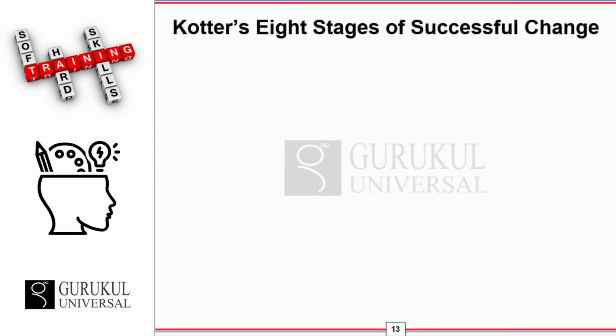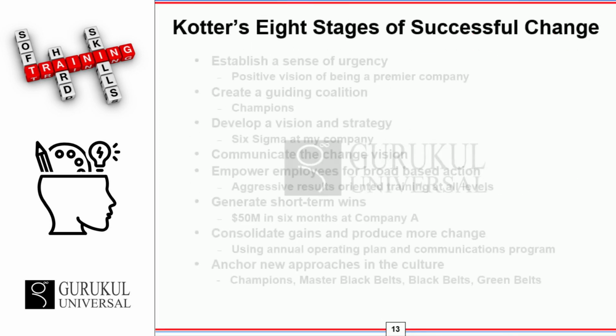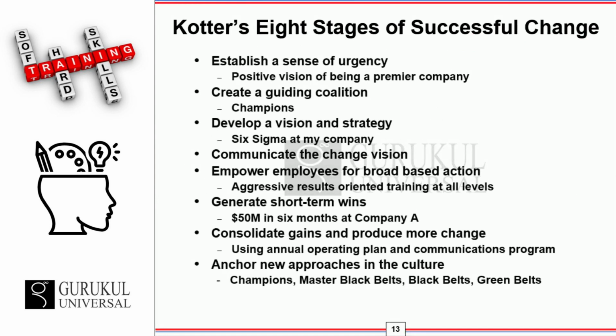Leadership skills are critical for achieving success in any organization, and businesses should continually strive to improve them. John Kotter's 8 stages of successful change offer an effective method of doing so. Start by creating a sense of urgency to motivate people to act. Then, develop a positive vision of the company's future and build a guiding coalition to make sure everyone is on the same page.